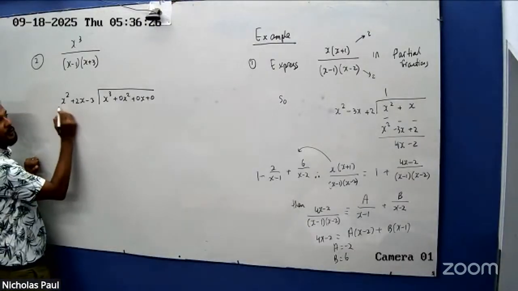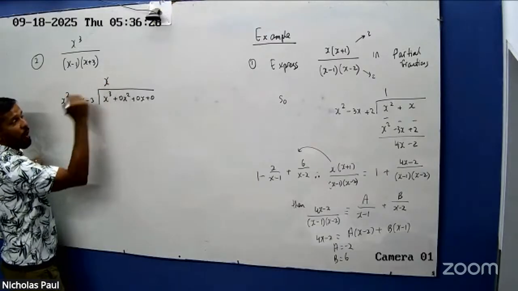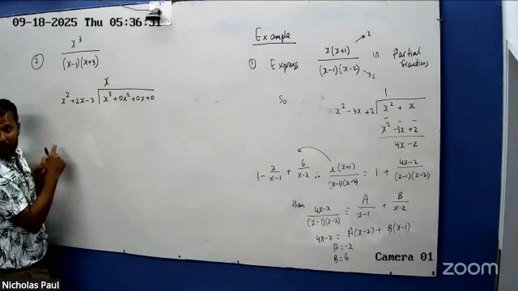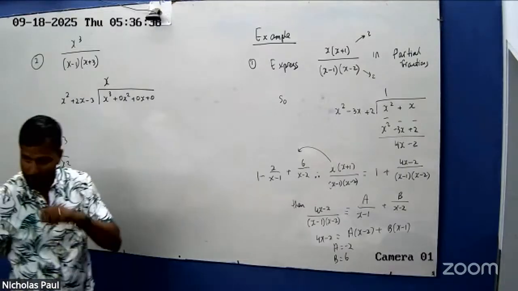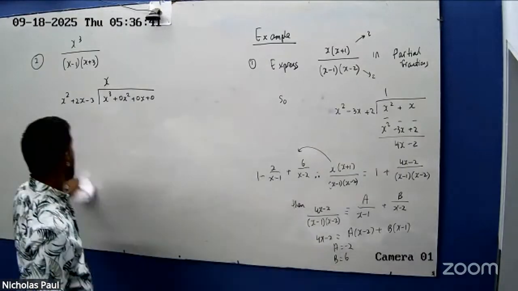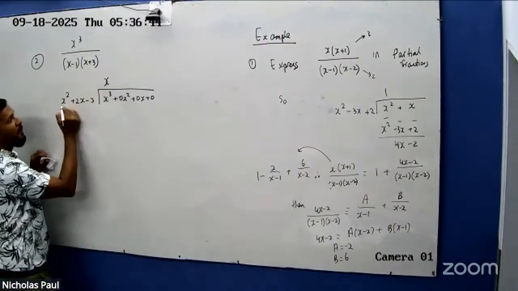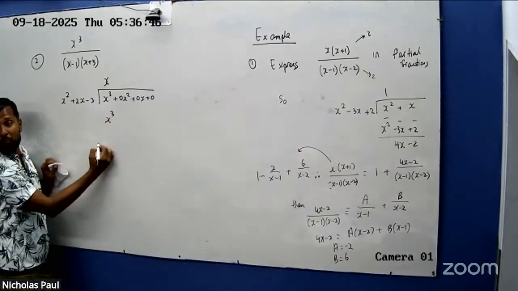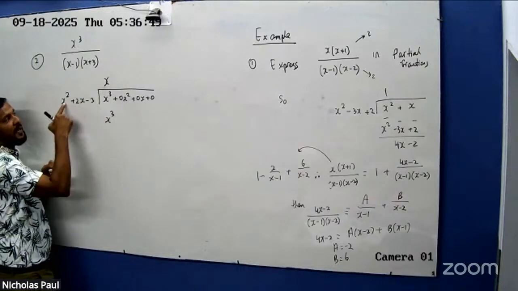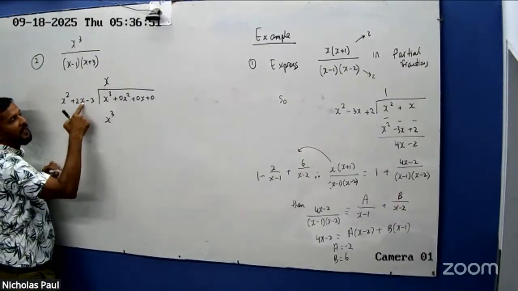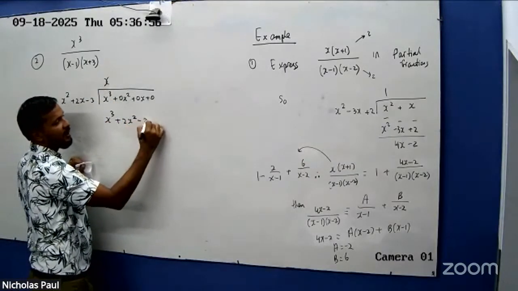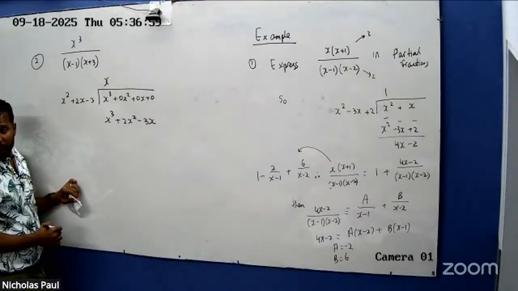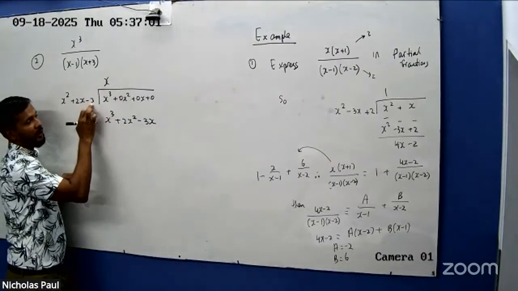x squared into x cubed is x, not 1, right? So x by x squared is x cubed. I can see the mistake here. x by 2x is 2x squared. x by minus 3 is minus 3x. You all forgot to multiply here as well.